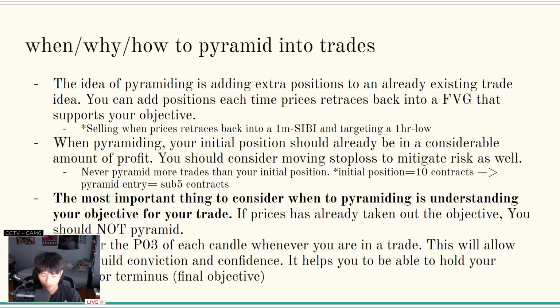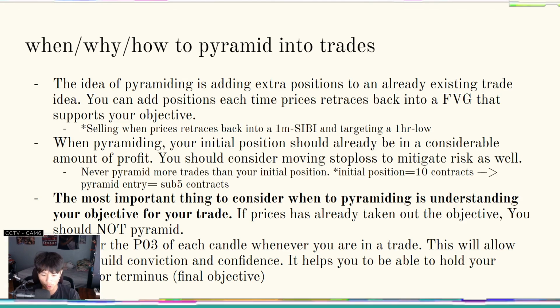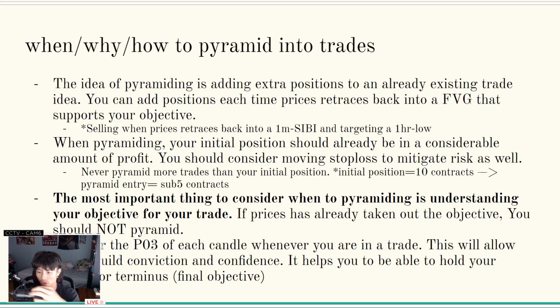So let's say you're targeting previous day high. You want PD arrays that are bullish, right? Because you're targeting previous day high. So you want a bullish order block, a BISI, buy side imbalance, sell side inefficiency. You want to add into your trade with bullish PD arrays in this example. An example for selling is whenever price retraces back to, for example, a 1 minute SIBI, and you're targeting maybe an hourly low.